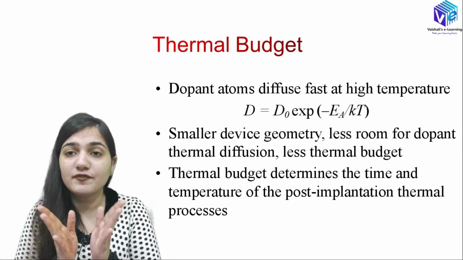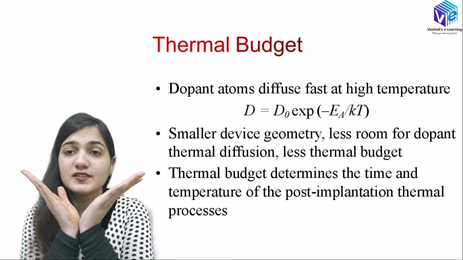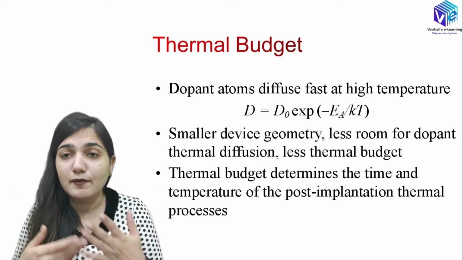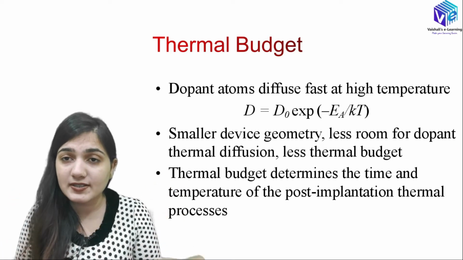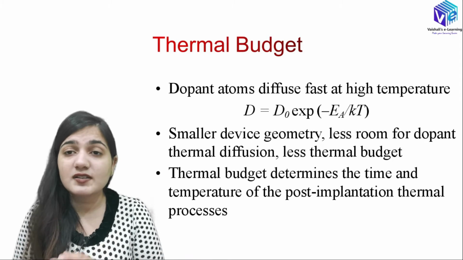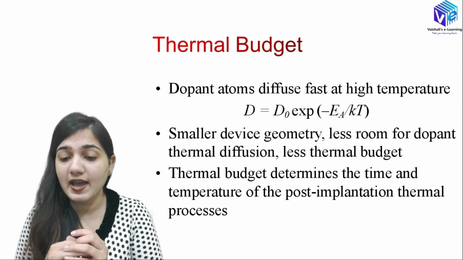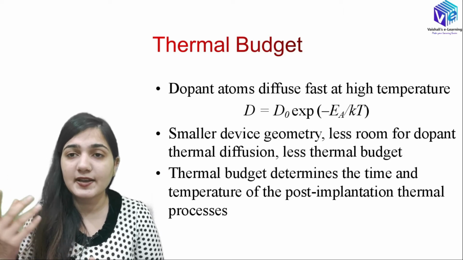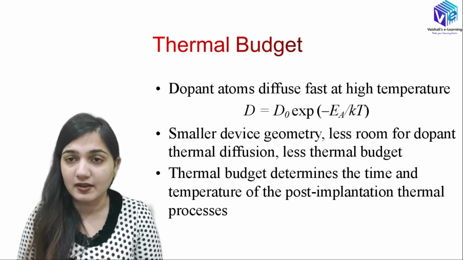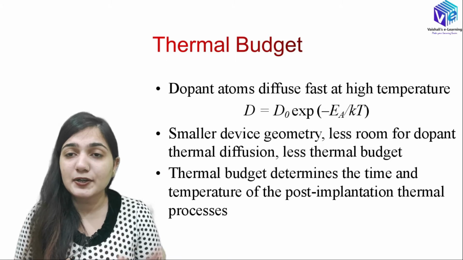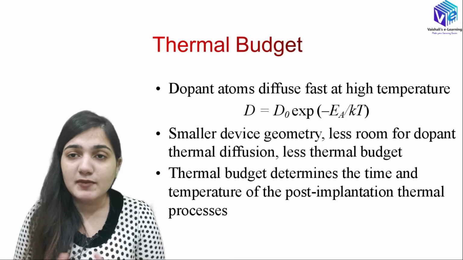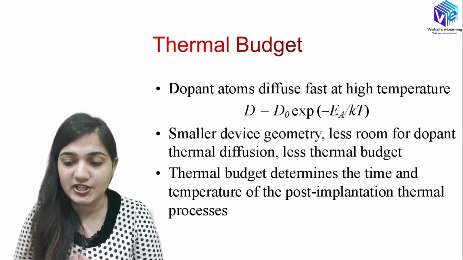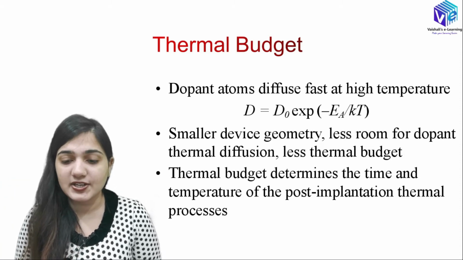The diffusion profile, as I have already told you, is occurring in the lateral direction as well. We are making a bigger transistor, but what I want to make is a smaller transistor. So this is a disadvantage. We don't have more room for dopant thermal diffusion, because at higher temperature the silicon chip will degrade. It will be converting into some other type of material. So I have very little room for temperature fluctuations, and we have less thermal budget as well.